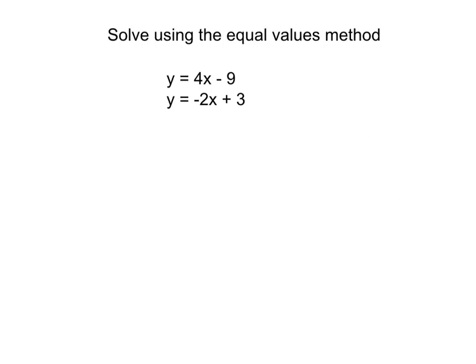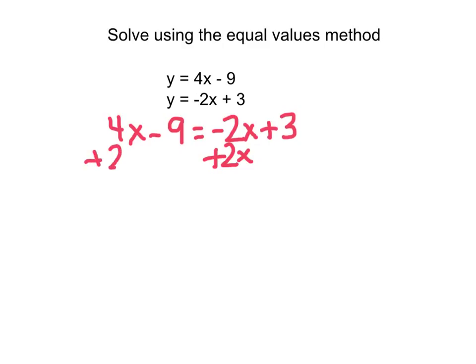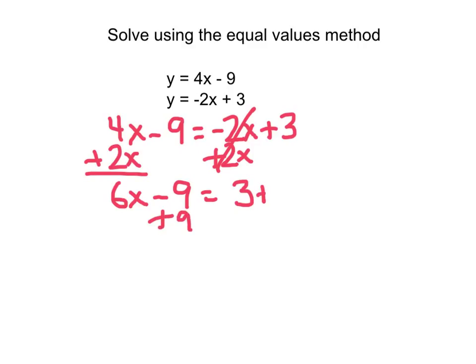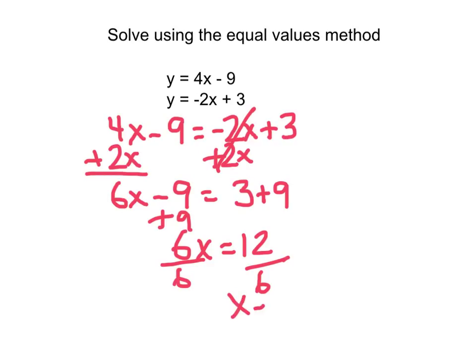Alright, solve this using equal values method, then restart to check your answer. Welcome back from pausing the video. Equal values method, we set the two equations equal to one another, and then we solve for x. So let's get the variable to one side. I'm going to add 2x to each side. That will eliminate the -2x on the right and leave +3. Now I'm going to add 9 to each side. So 6x equals 12. Now divide both sides by 6. So x equals 2. But you're not finished.